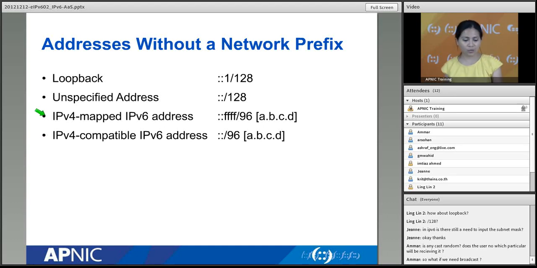The IPv4-mapped IPv6 address is already deprecated. The one that's being used now is the IPv4-compatible IPv6 address. Basically, FFFF here is removed, so ::/96, and of course the last 32 bits is your IPv4 address.